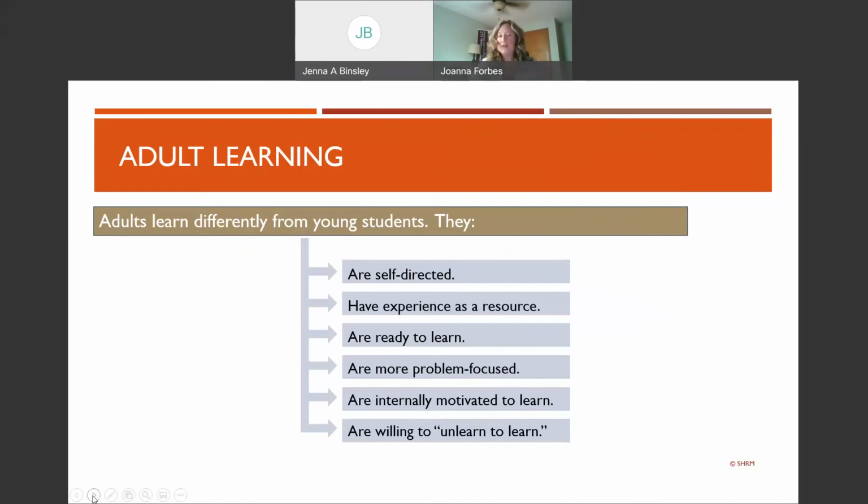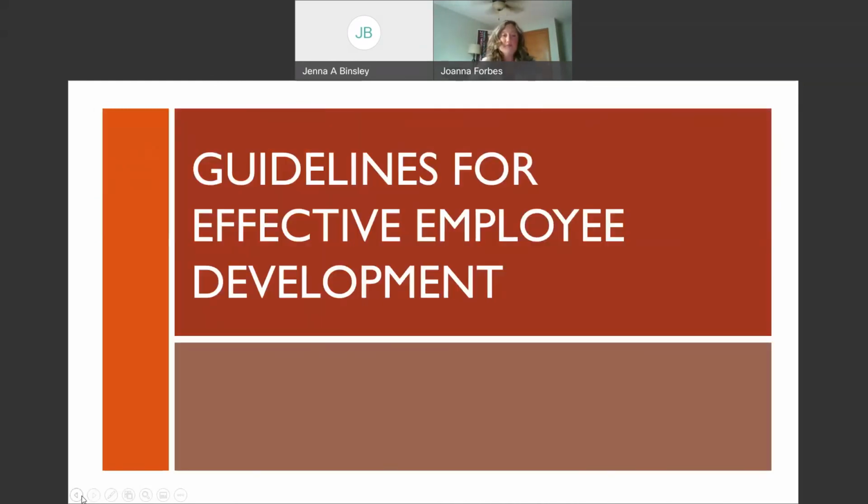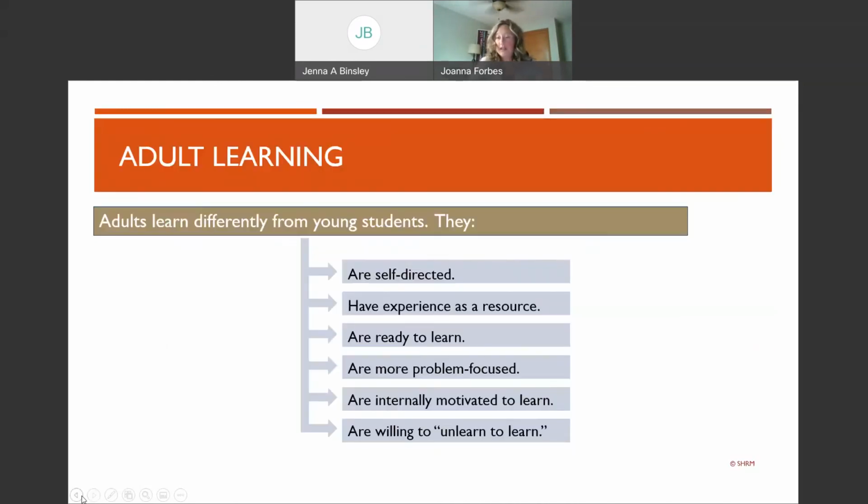Adults are typically ready to learn and they're more problem focused. How is this development opportunity or this training going to help me fix this issue at work? Or how is this going to help me fix the problem of not being able to be promoted, and so on and so forth? And they're definitely more motivated to learn. And they're willing to unlearn to learn. So adults are willing, sometimes, not all, and I know you're probably thinking not all adults are willing to unlearn what they know, but most are willing to unlearn to learn so they can move on and take their new knowledge or their new skill and move it on to their position.